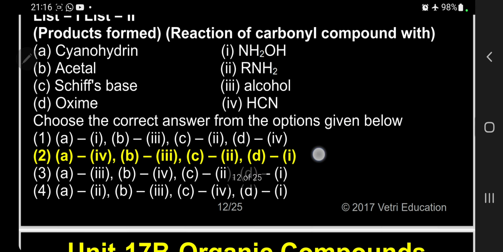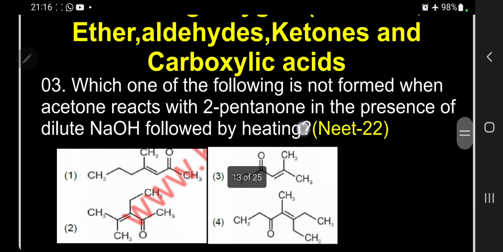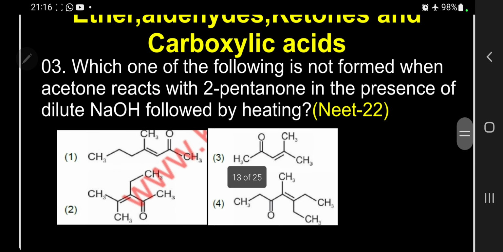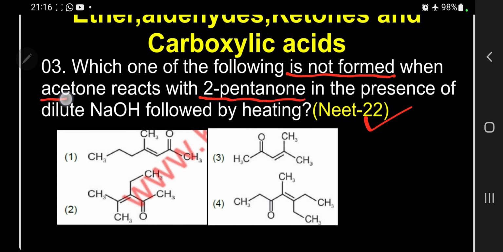I have already discussed. Number 3. Question number 3. Kindly follow, NEET 22 again. Which one of the following is not formed when acetone reacts with 2-pentanone in the presence of dilute sodium hydroxide followed by heating?